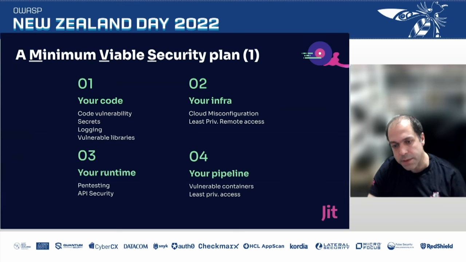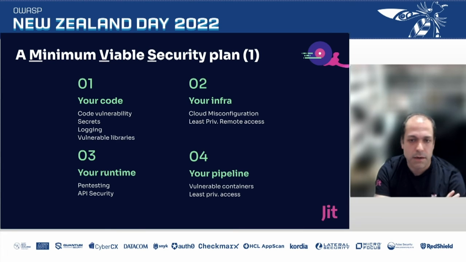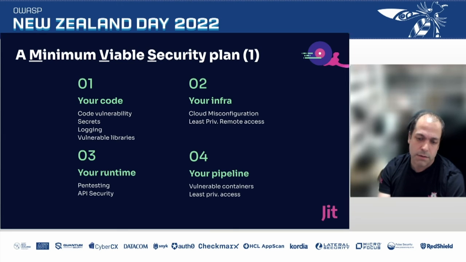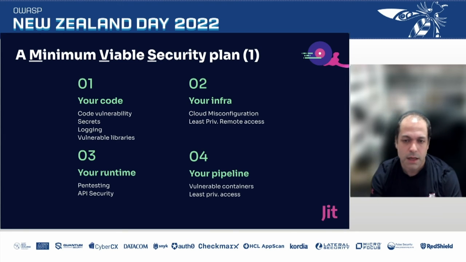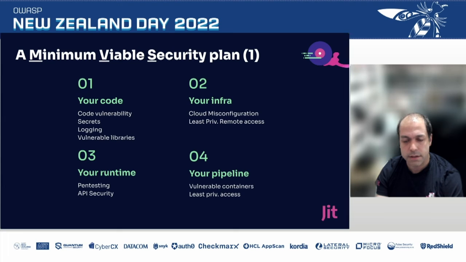So just to recap a little bit what we saw here, we have a minimum viable security plan, and we can differentiate the different layers of the plan based on the area that you want to check. So for your code, you have your vulnerabilities, your secrets. You want to add some logging and check your vulnerabilities in your libraries. For your infra, make sure that you use some tool to check for misconfiguration and that you're ensuring that your remote access is also protected with least privilege.